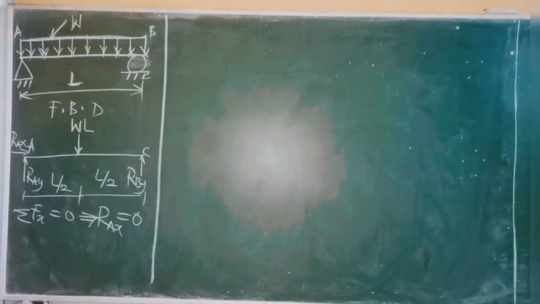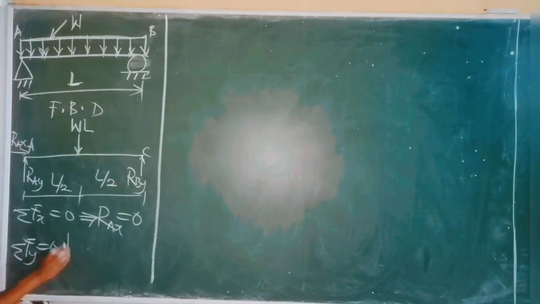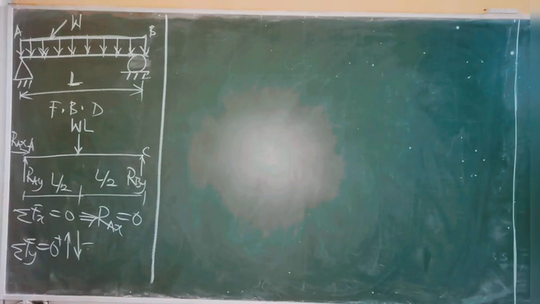The next equilibrium equation is the summation of vertical forces equal to 0. We consider vertically upward force as positive, while vertically downward force is negative. So you sum all the vertical forces and equate them to 0. Taking note, all the forces pointing upward should be considered as positive, while forces pointing downward should be considered as negative. If I do that, I will have RAY pointing upward, so it's positive.